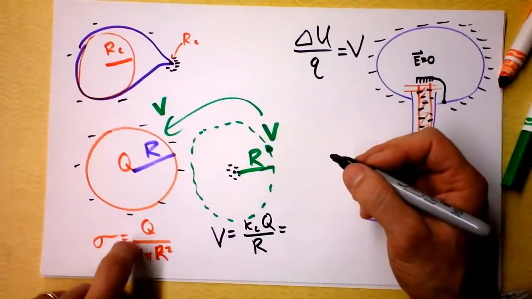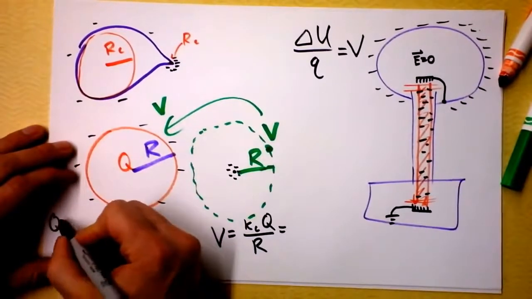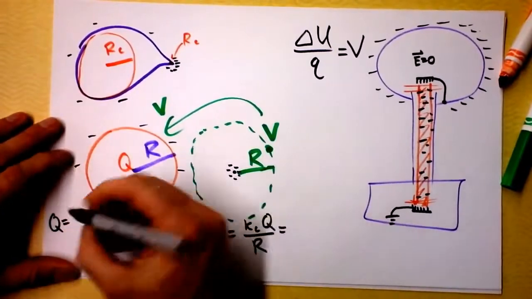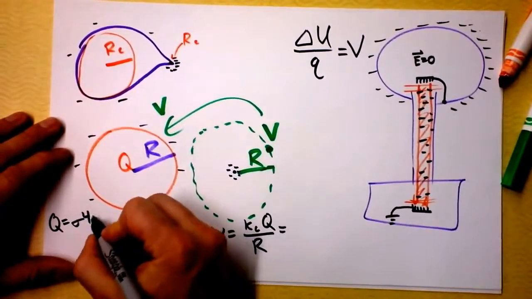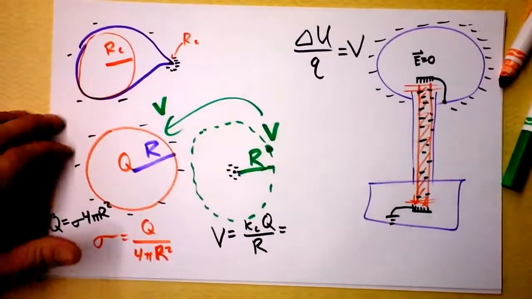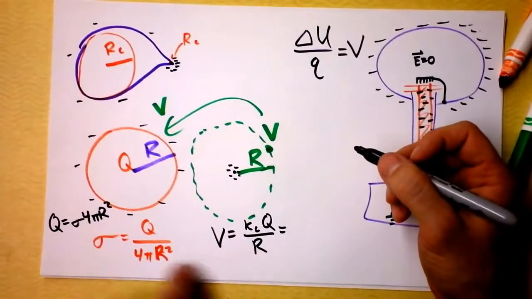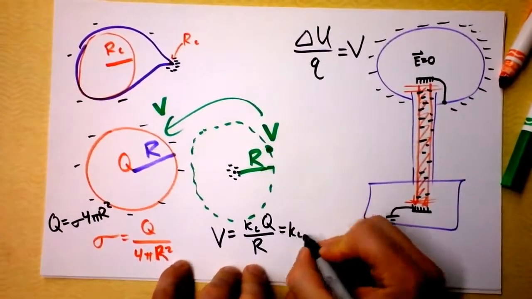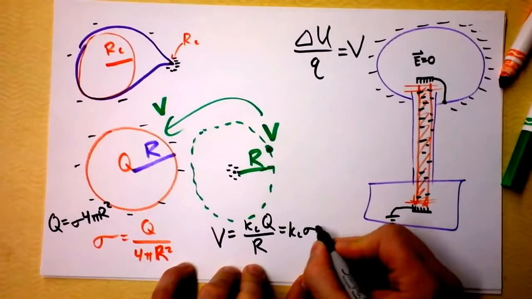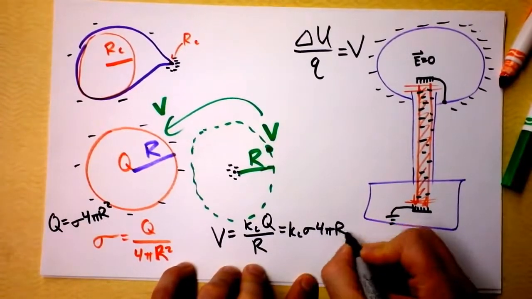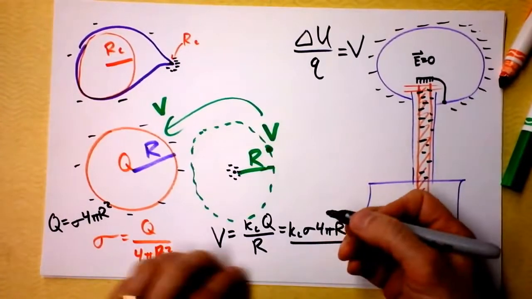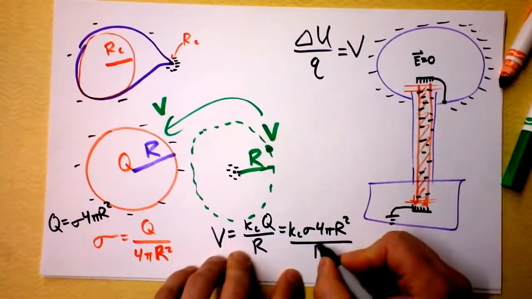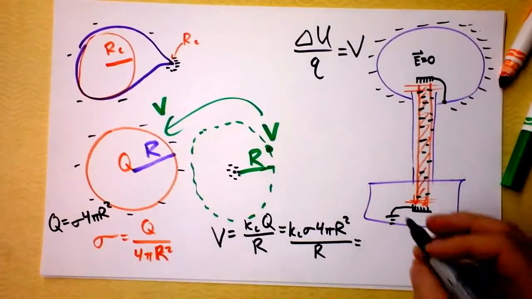Well, we can solve this equation for Q. What's Q going to be? I guess it's just going to be sigma times 4 times pi times R squared, right? That's the total charge that's on there. And then I'm going to plug this stuff in. I get Kc times sigma times 4 times pi times R squared. And then I divide that by, what am I supposed to divide by? R. All right, so let's plug all this stuff in together.